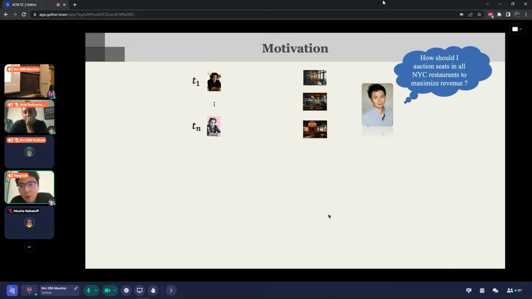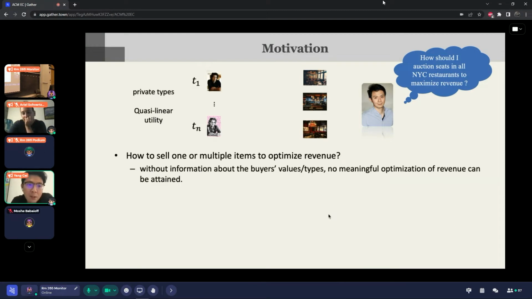Okay, so the question I would like to talk about is similar to what has been discussed a lot in this session. That is, I want to design a revenue optimal mechanism to auction multiple items to multiple bidders. And I will be in the setting where the bidders have private types, and their utilities are quasi-linear. I think for this audience, I don't need to explain that if the seller has no information about the buyer's values and types, this is not even a meaningful optimization problem.